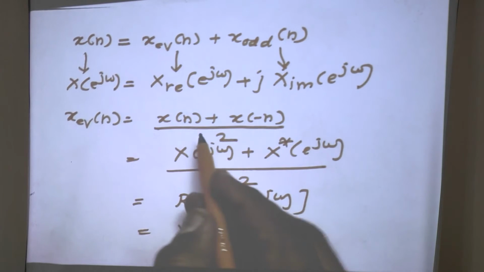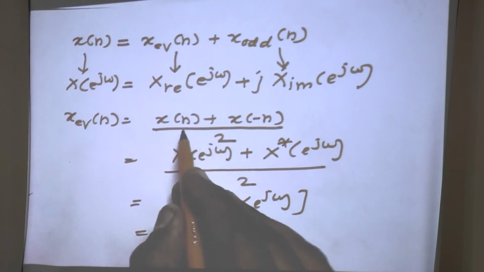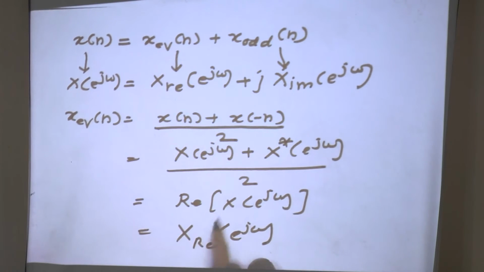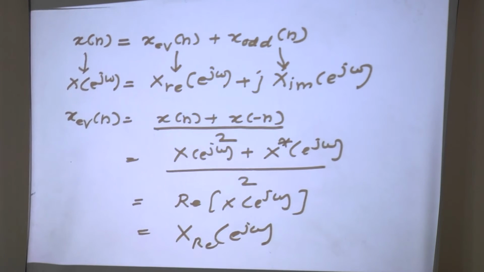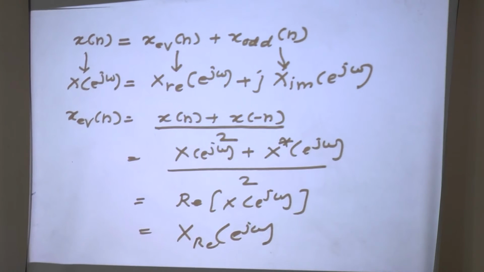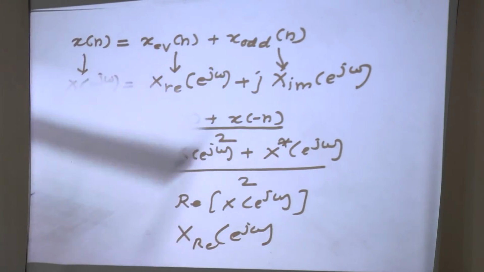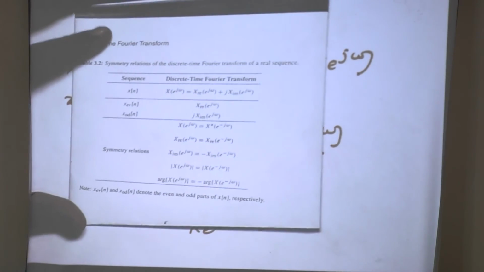Similarly, you can prove x odd[n] is equal to x[n] minus x[-n] divided by 2. This becomes j times the imaginary part of X(e^{jω}), which is X_im(e^{jω}). Okay. Now let us take the symmetry properties.